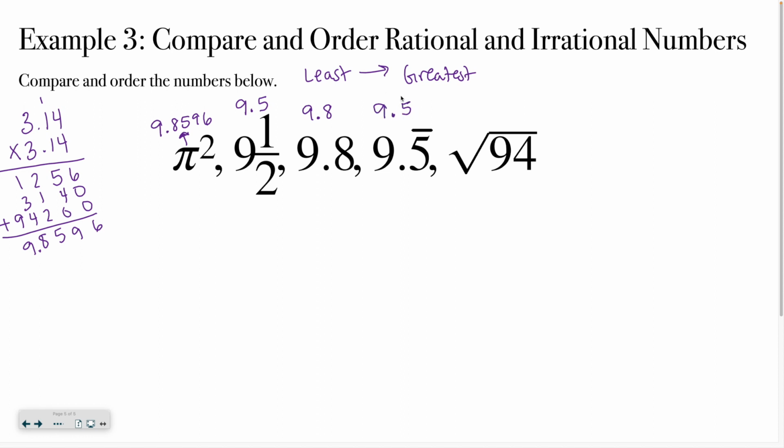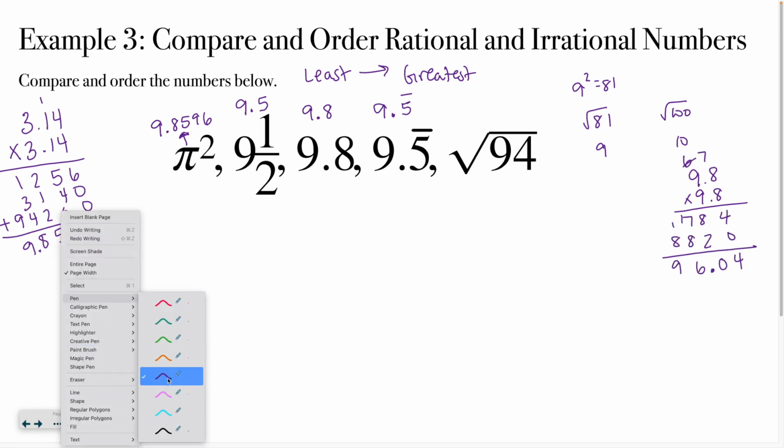9.5 repeating. And then we have to figure out the square root of 94, right? I just know 9 squared is 81. So it's going to be between the square root of 81, which is 9, and the square root of 100, which is 10. And I know that 94 is a lot closer to 100, right? So I could test something out. I could say, what's 9.8 times 9.8?